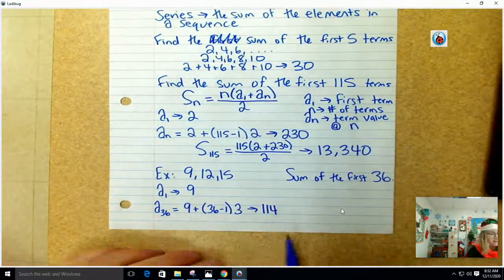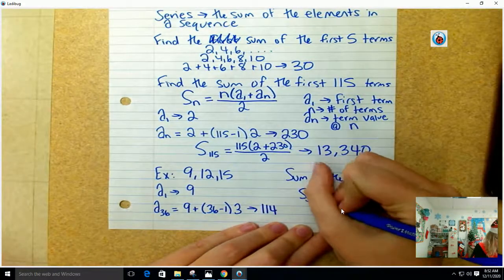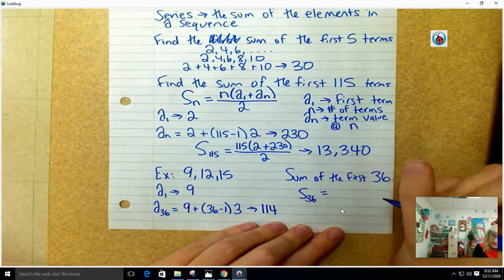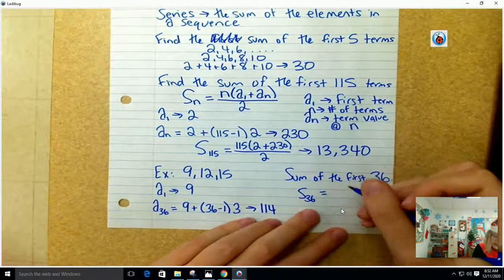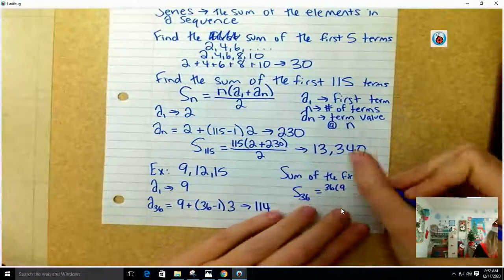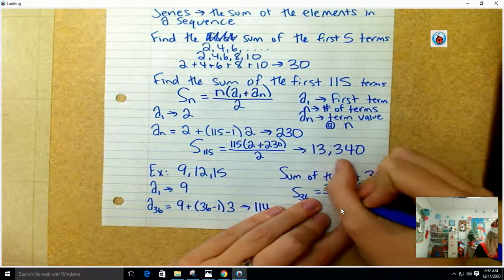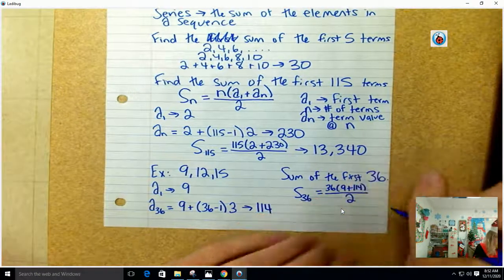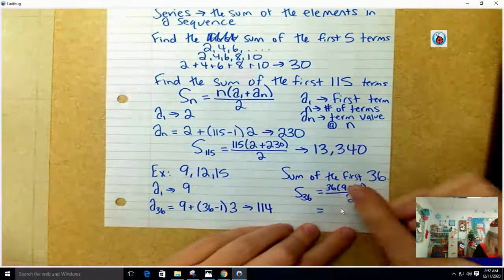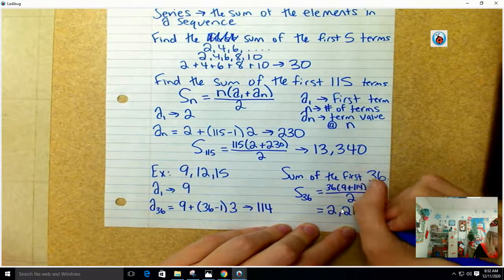So now that I have that bit of information, I'm able to do my sum formula. So this is going to be S sub 36 is equal to 36 times (9 plus 114) over 2. You type that in your calculator, and you're going to get that the sum of the first 36 terms is 2,214.